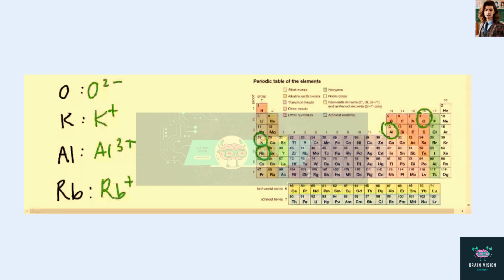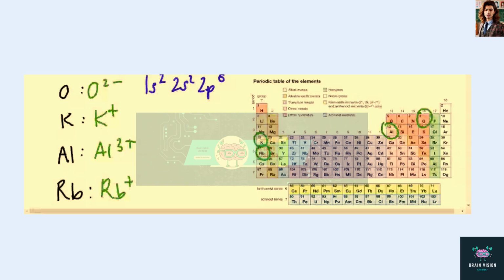So now we can move on to the electronic configuration. Oxygen has an atomic number of 8, right? So normally the electronic configuration would be like this. But the ion would gain 2 more electrons, so it would be like this. This would be the ion electron configuration.